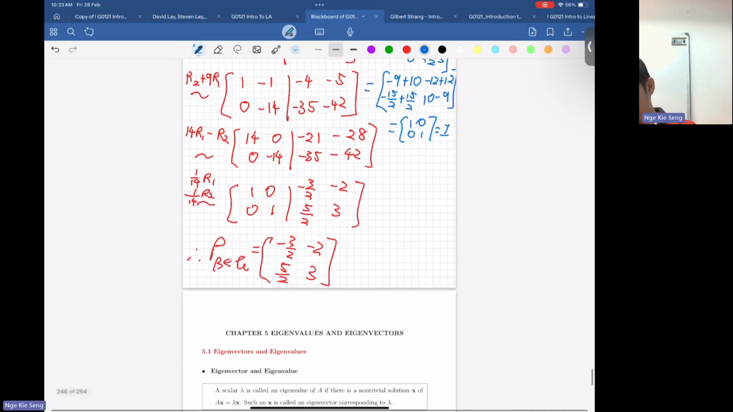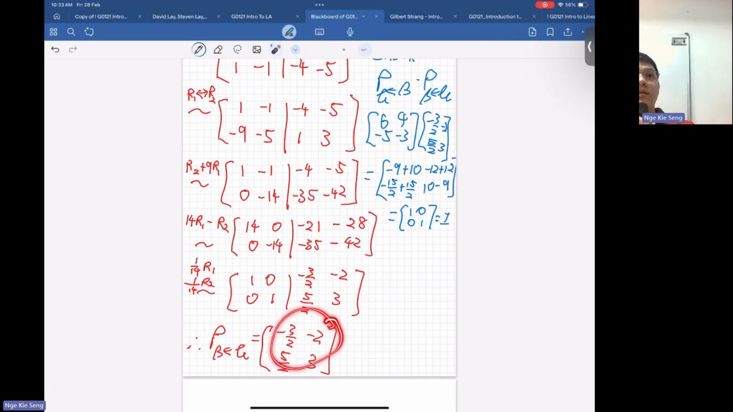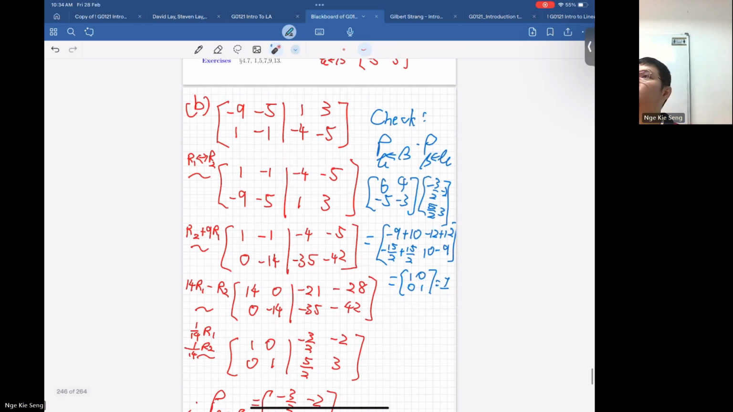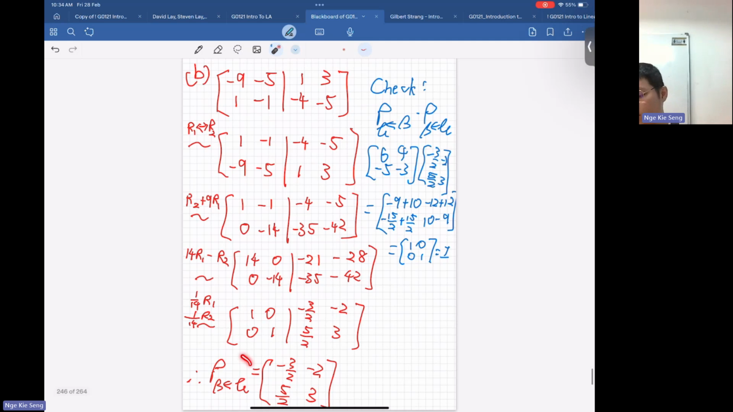Okay, did everyone get this matrix here? Negative 3 over 2, negative 2 over 2, 3. You got it? So you can also check your answer based on P from B to C. Because we know that they are inverses of each other, you can multiply them together such that you get identity. This is one way of checking. Anyone not get it?